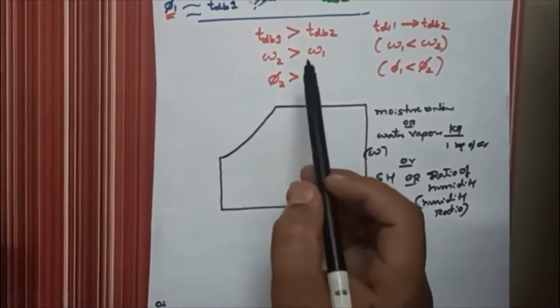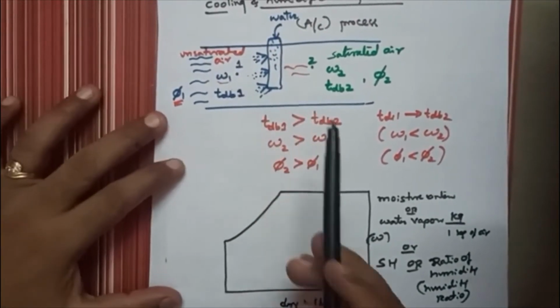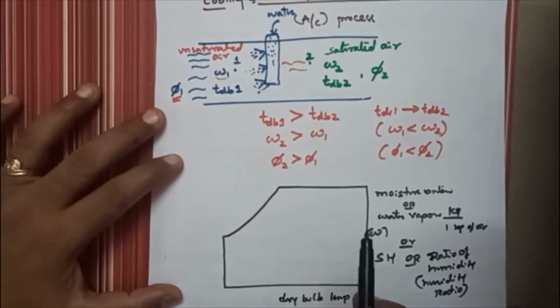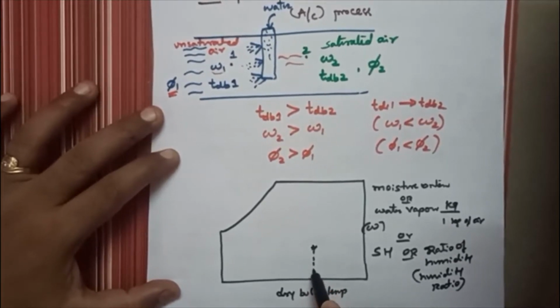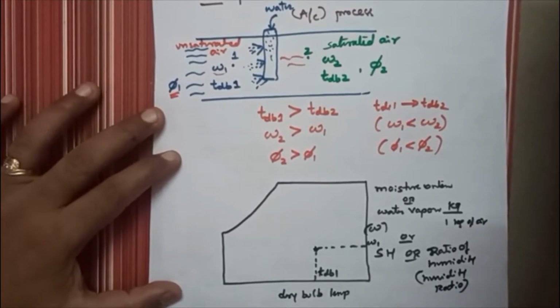Now locate point number 1. Here at point number 1, the temperature is high but the moisture content is low. So I will locate point number 1 here, where the temperature is high, TDB1, and the moisture content is low, omega 1.